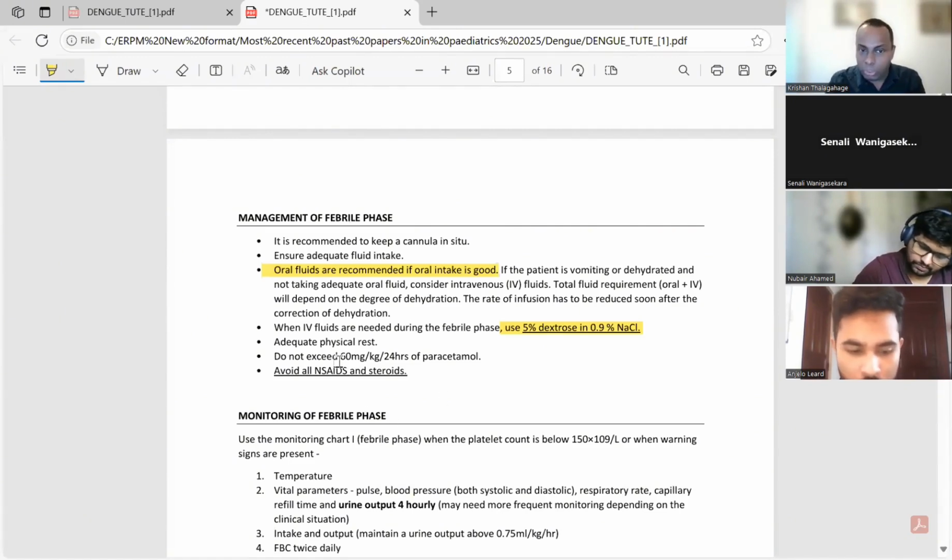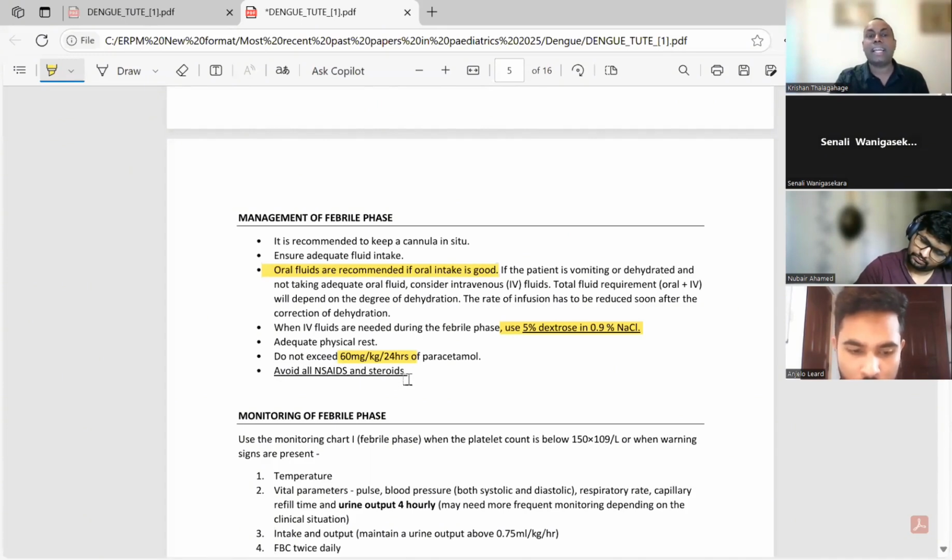What is the maximum dose? 60 milligrams per kg for 24 hours. What is the paracetamol dose at a given time? It is 15 milligrams per kilo. 15 per kilo is the single dose. You can use such 4 doses maximum.